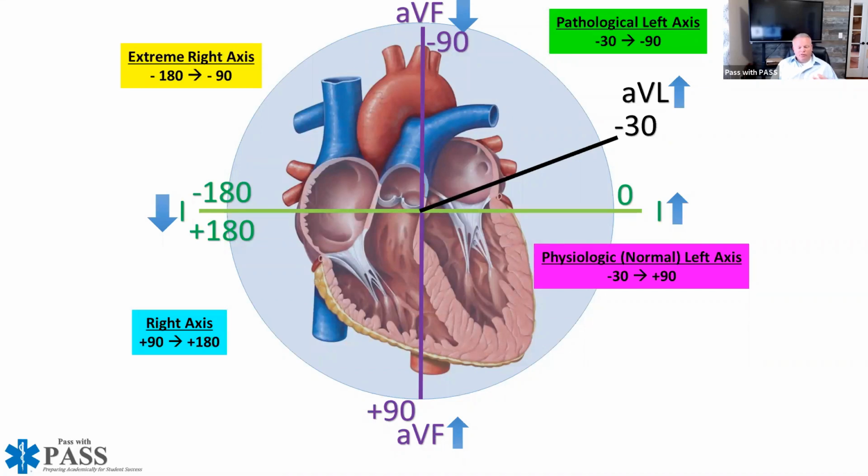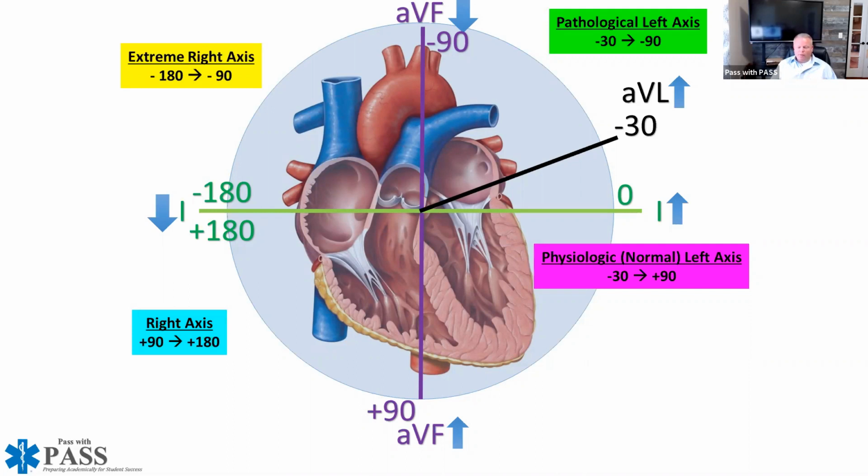As I continue to move up the clock there, essentially, I'm in the top left of the screen. This is going to end up being a negative 180 all the way up to that negative 90. And this is considered an extreme right axis deviation, extreme right axis. So negative 180 to negative 90. And then as I continue to move around there in the top right, negative 90 all the way back to a negative 30 is going to be considered a pathological left axis. So pathological problem. We have an issue.